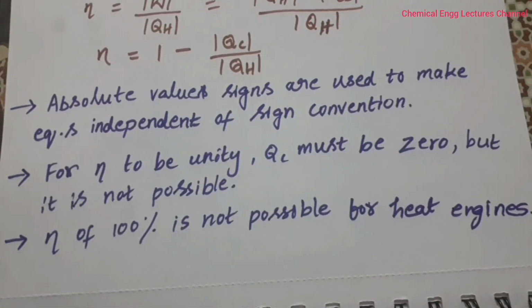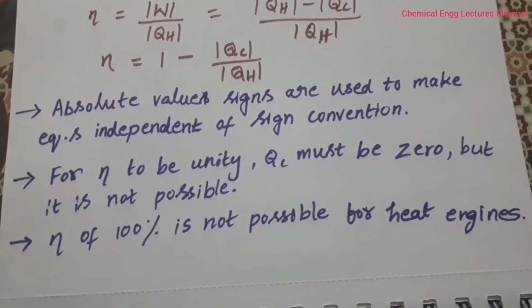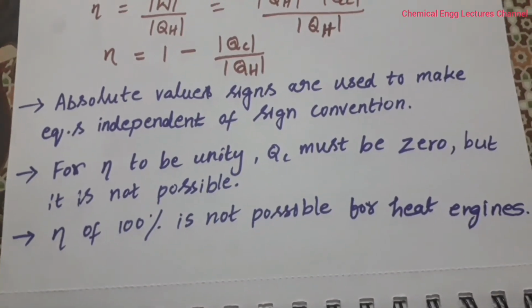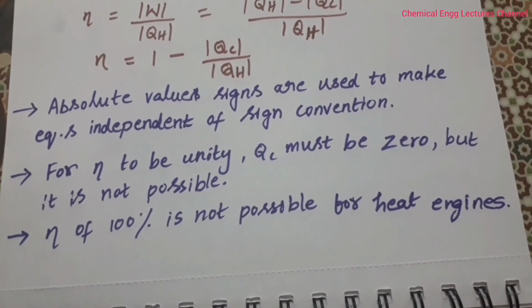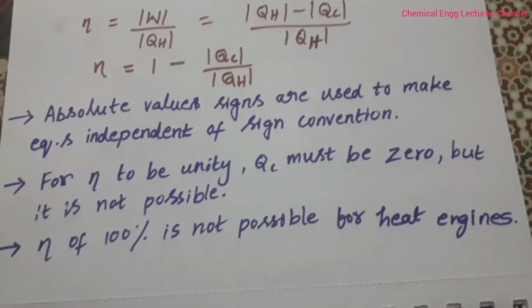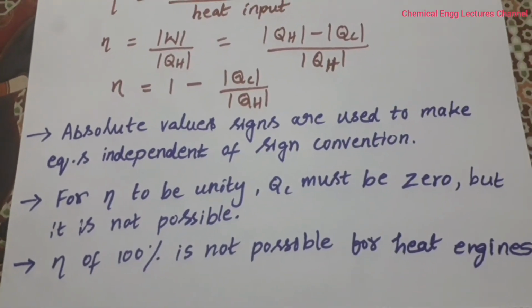For the efficiency to be unity, QC must be 0. But it's not possible. Efficiency unity means 100% efficiency, but 100% efficiency is not possible for heat engines. So then we define another engine, that is the Carnot engine. We will see it in the next video.